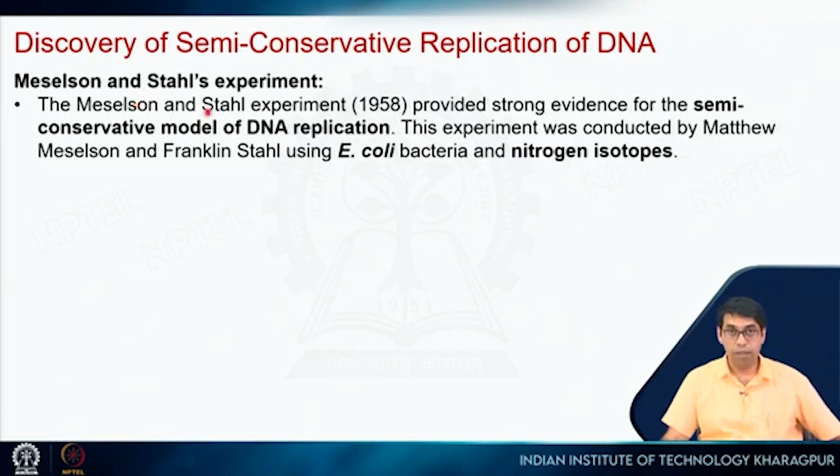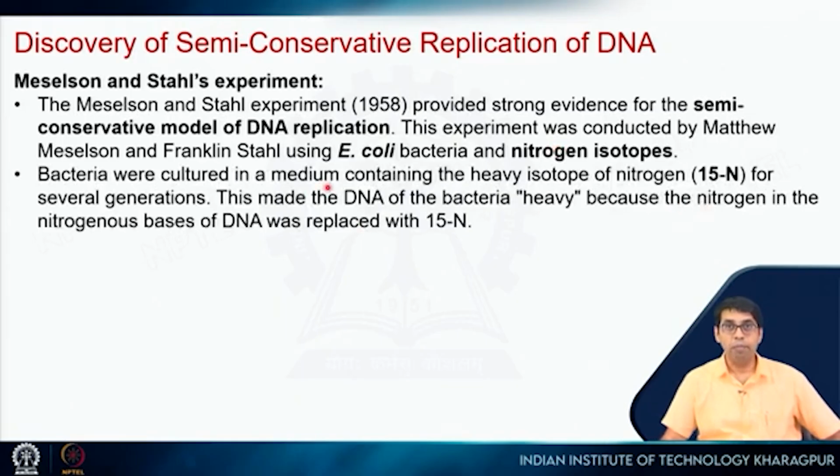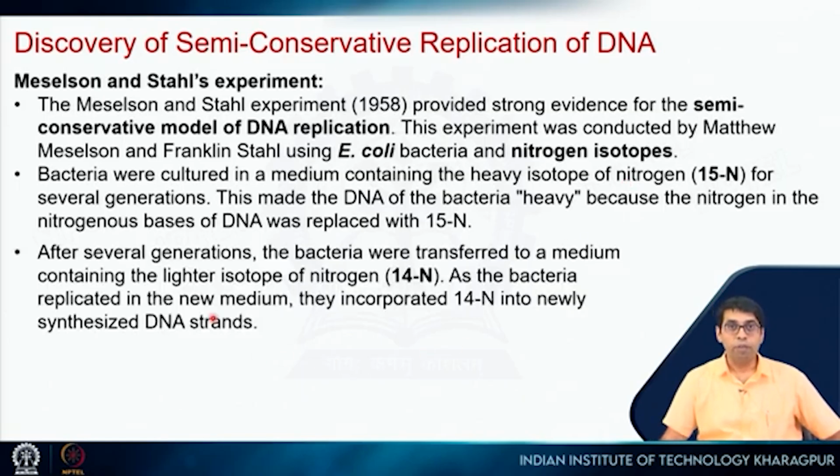Again, this has been described, so I will briefly go through it. In 1958, they showed this using bacteria and nitrogen isotopes. There are two isotopes of nitrogen that they used, N14 and N15. N15 is heavier than N14. Bacterial culture in a medium containing the heavy isotope nitrogen-15 was grown for several generations, right? After several generations, all your DNA bases will have N15.